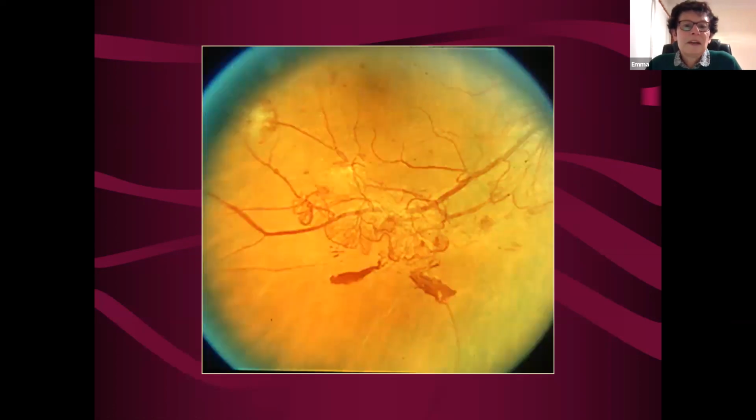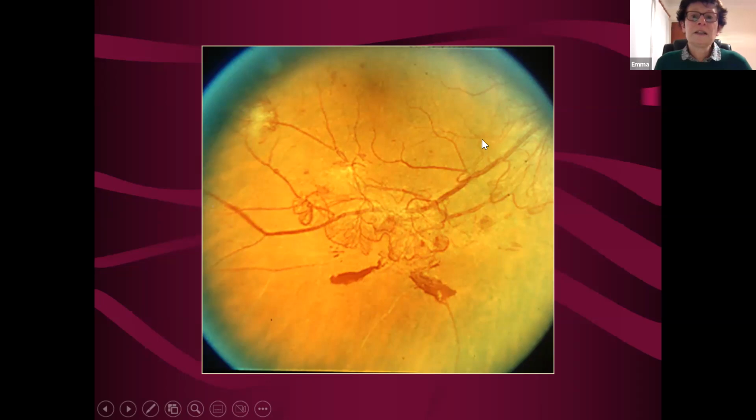Lovely examples there of new vessels elsewhere, and this picture shows you lots of exciting things actually. So here, up here is the disc, and you can see that this is a huge frond of new vessels coming off the disc. They're flat, but there's enormous tufted vessels coming off the disc. And then you come down here and you've got new vessels elsewhere, big tuft with some bleeding, and new vessels elsewhere up here.